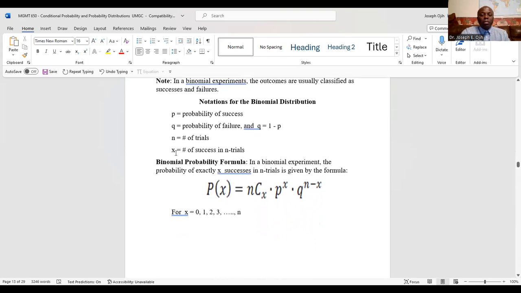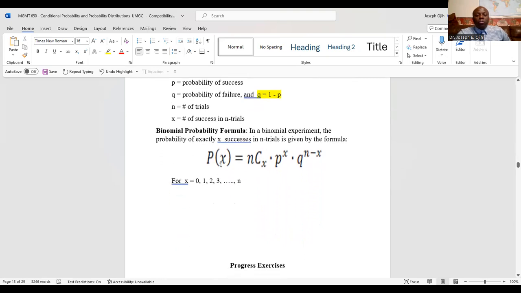Normally, we use these terms: small p for the probability of success, and q for the probability of failure, which we always get by this formula: q is always 1 minus p. n represents the number of trials, and x is the number of successes in n trials. For the binomial formula, we use this: P(x) equals n combination x times p to the power x times q to the power n minus x, for all the x values from 0 to n. Now, like I said, the formula might look like a monster, but remember we'll be using Excel for some of them. So for example, this one we'll be using Excel, so it should be good.